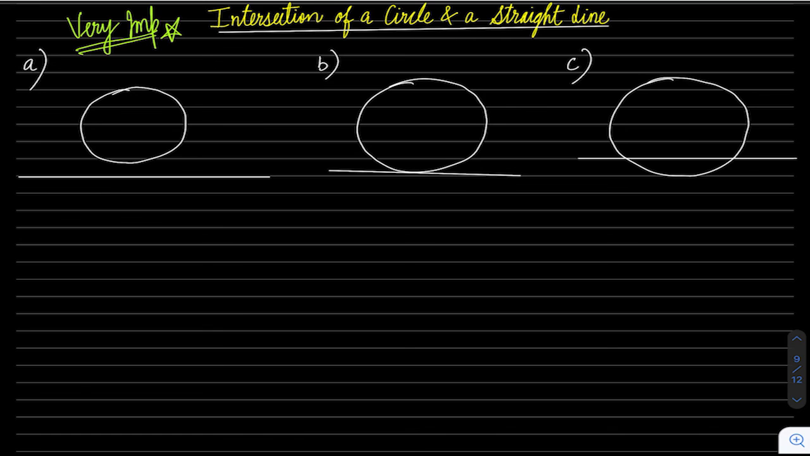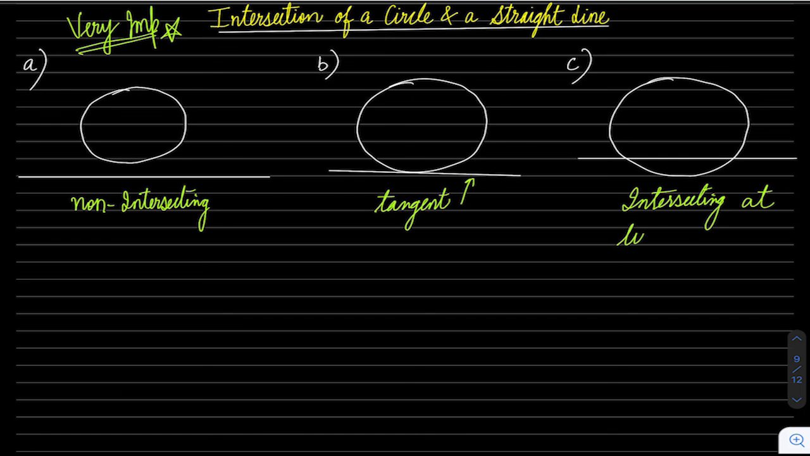So what happens when you have a circle and a line in a plane? There are three possible cases. As you can see, in the first case, the line is non-intersecting, meaning the line is not intersecting the circle. Or a line can touch the circle, in which case we call it a tangent. Or we can say the line is intersecting the circle at two different points, or two distinct points. So these are the three possible cases.